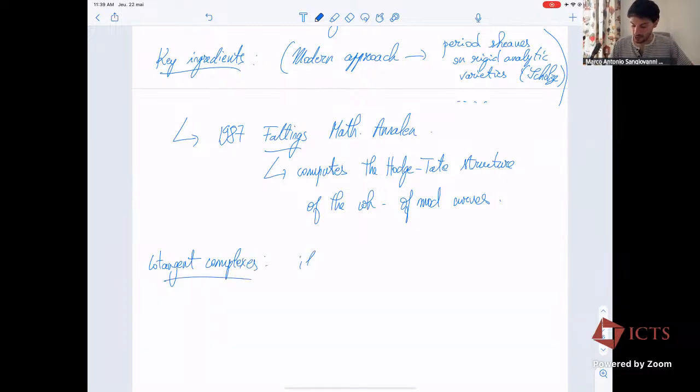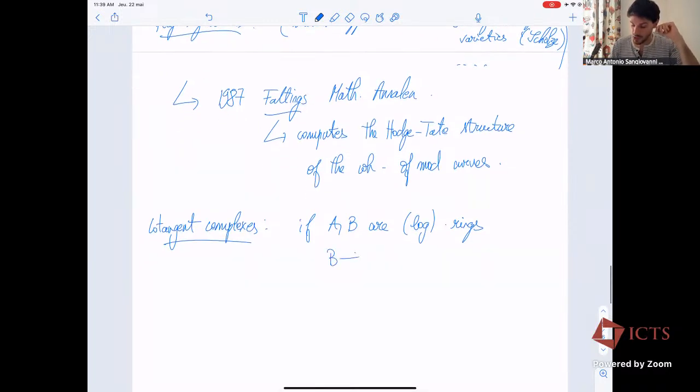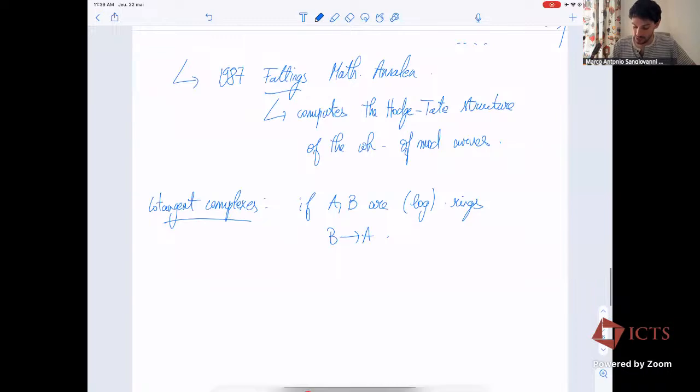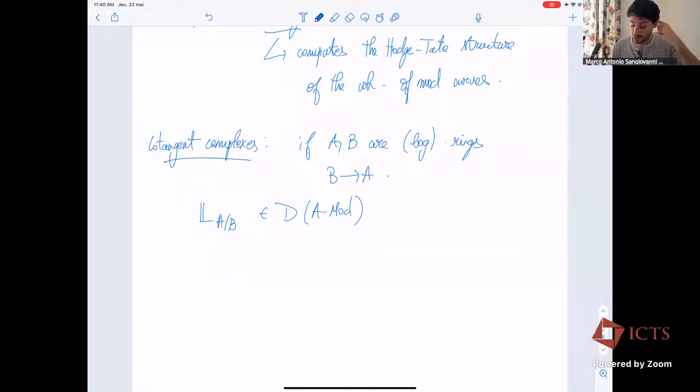So if A and B are again rings, with a map B to A, there is an object L of A over B, which is an object in the derived category of A modules. I won't give the definition, but the key property is that this is very much related to one forms, the relative one forms.